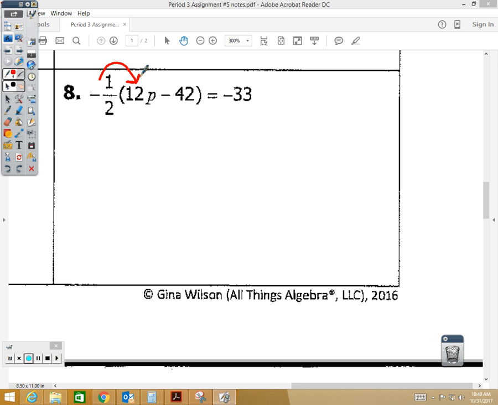So when you do a negative times a positive, you get a negative, and half of 12 is 6. So a negative 1/2 times 12 is a negative 6. And then don't forget your variable that tags along. Now I'm going to do negative 1/2 times, again, include that negative sign with your 42. So a negative times a negative is a positive. Half of 42 is 21. And then equals negative 33.